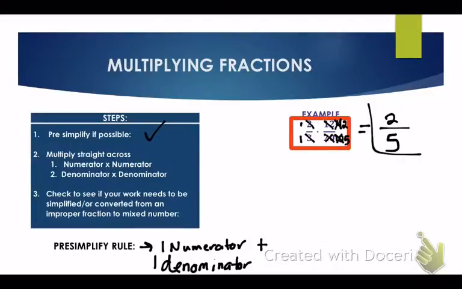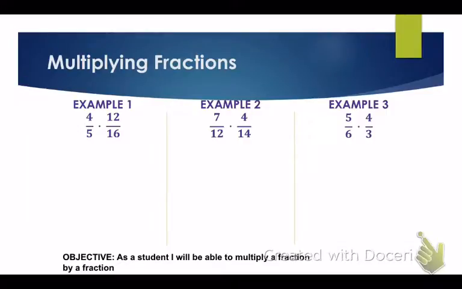To be honest with you, 2/5 is simplified. I know that because those are both prime numbers. Is it an improper fraction? No, it is not. An improper fraction only has a bigger numerator than denominator. That's not the case. So in this particular case, I'm actually done. My answer is 2/5. We've got 3 examples. We're going to go quickly. Here we go. We're going to go ahead and pre-simplify.